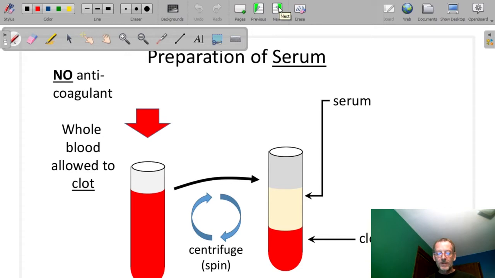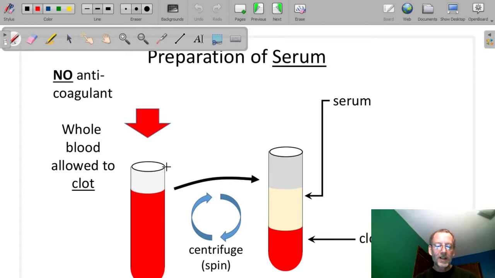On the other hand, if you don't want plasma but you want serum, you prepare it a little differently. So it's important that you know the distinction and the difference and be able to define the difference between plasma and serum. So you know how to make plasma. Here's how to make serum.